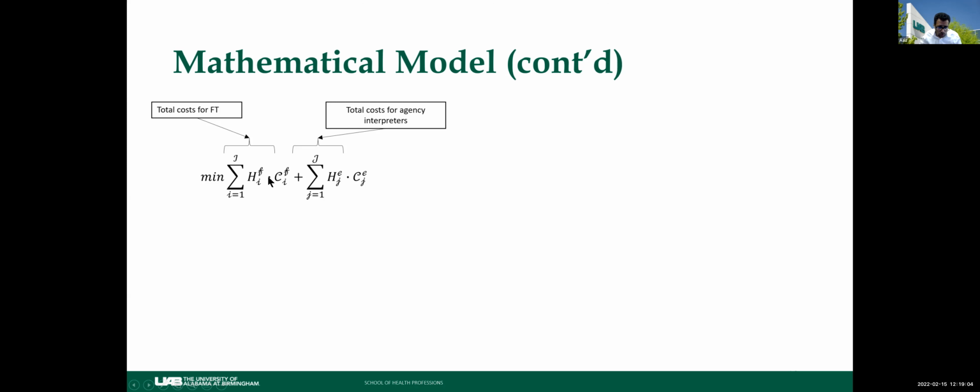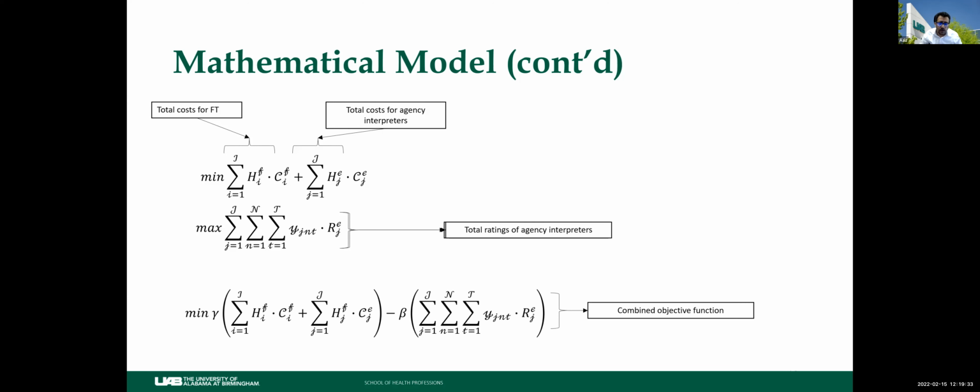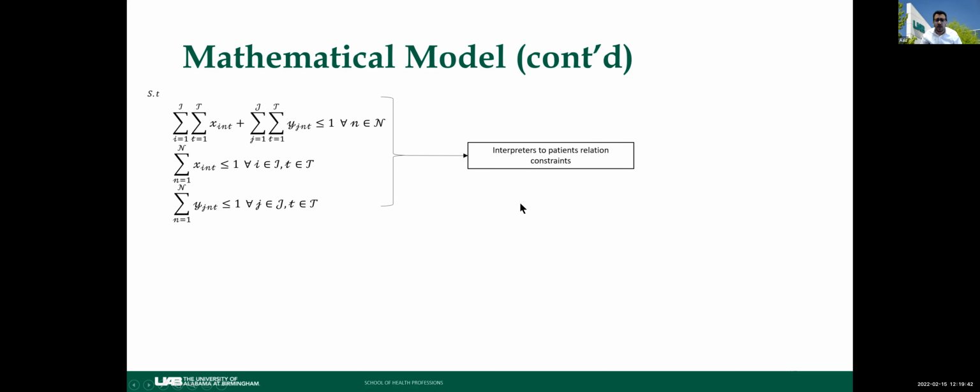We need to minimize the total cost. The first part is the total cost for full-time, and the second part is the total cost for the part-time interpreters. And then, as I mentioned, we need to represent the service quality, which is represented by the rating for part-time or agency interpreters. So we need to maximize this rating, because the higher the rating, the better the service quality. And then the combination of both objective functions is weighted by alpha and beta. The second part of the mathematical model is called constraints.